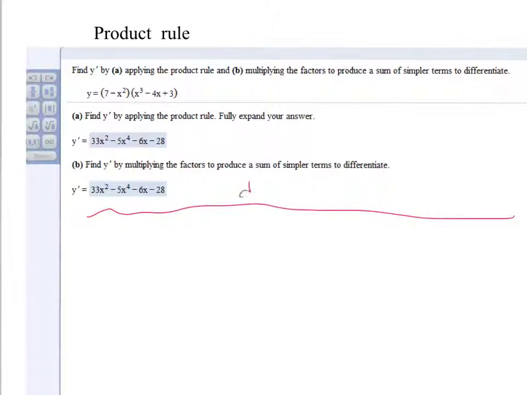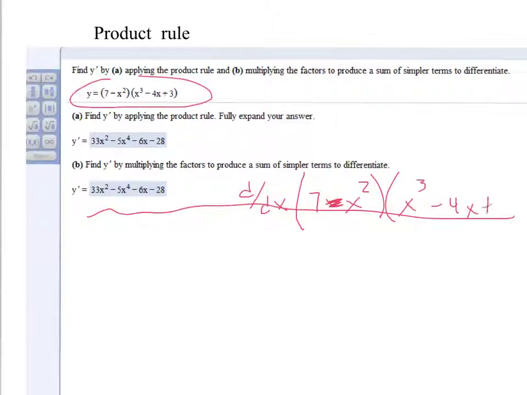So remember, if you want to differentiate, well, you know what, I'm going to say it in words. If you want to differentiate this product, 7 minus x squared times x cubed minus 4x plus 3, so I'm rewriting the original up here. What I like to do is remember that I call this first and second. So remember that the product rule says first times the derivative of the second plus second times the derivative of the first.